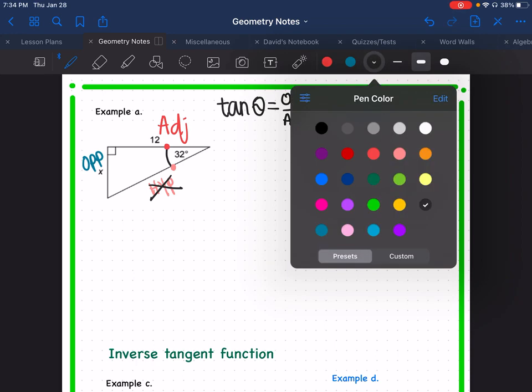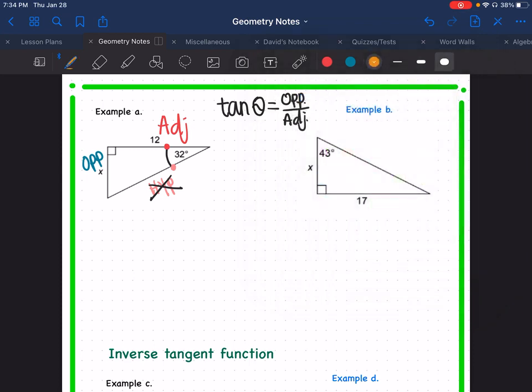I'm just trying to pick a good color to go with my purple and pink. Oh, why not this orange?